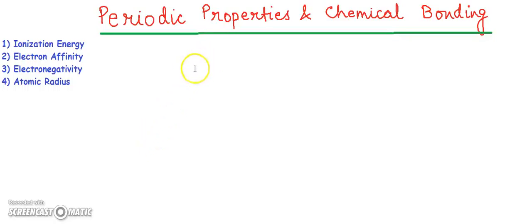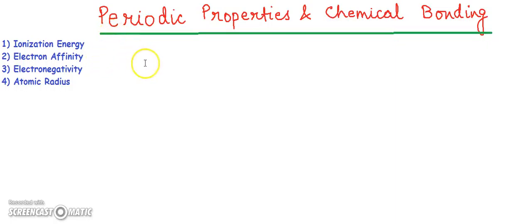Welcome to chemistry class. Today we are going to learn the topic periodic properties and chemical bonding. Okay, so first we will learn the periodic properties. Here I have written the periodic properties which have a trend in the periodic table.